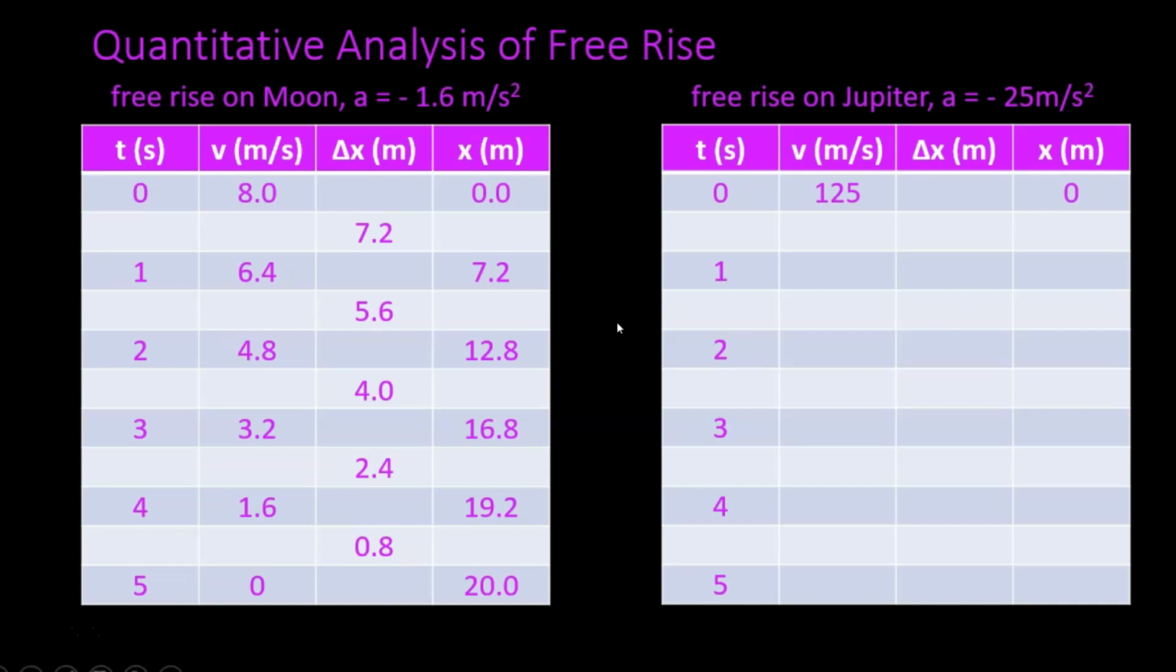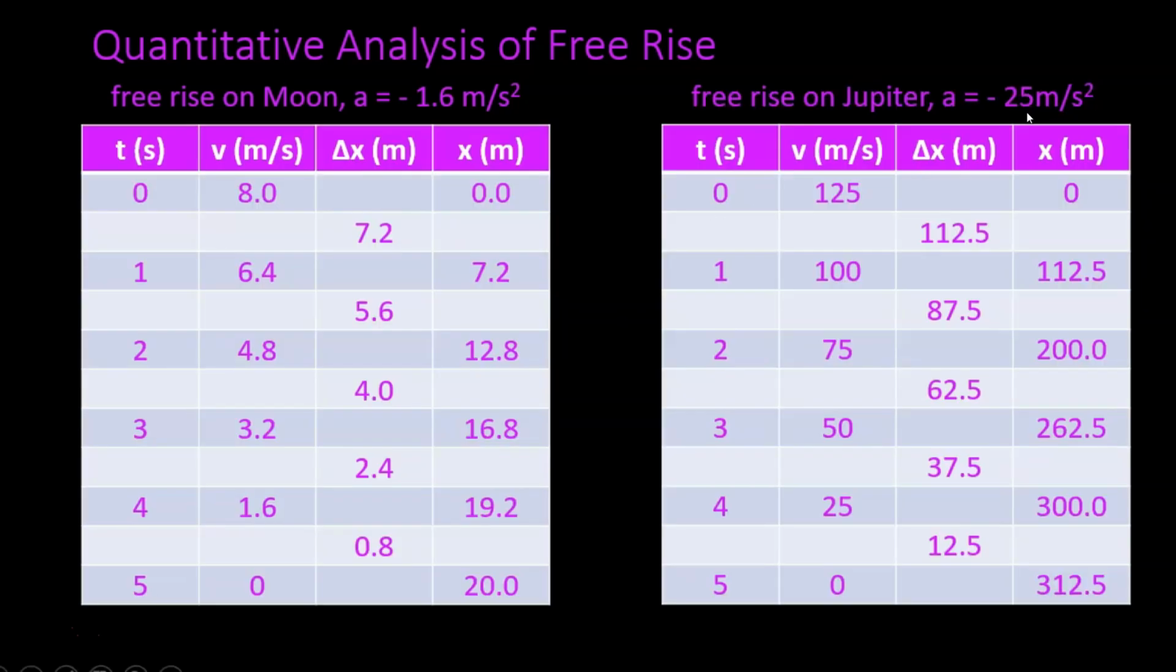Are you finished? Well, let's take a look. Because the acceleration was 25 meters per second squared in the negative direction, the velocity is going to decrease by 25 meters a second every second until it reaches 0. Our displacement is going to be the initial velocity minus half the acceleration, so that will give us 112.5 meters as the displacement during the first second. And then after that, the displacement is going to decrease by 25 meters every subsequent second. And we can see this object reaches its peak height of 312.5 meters in 5 seconds.